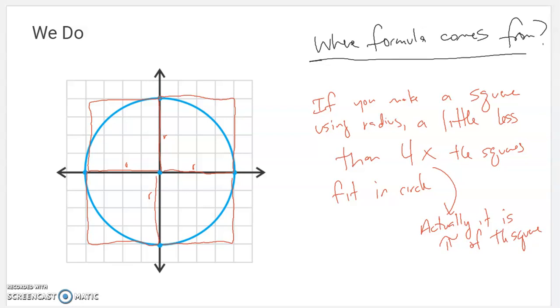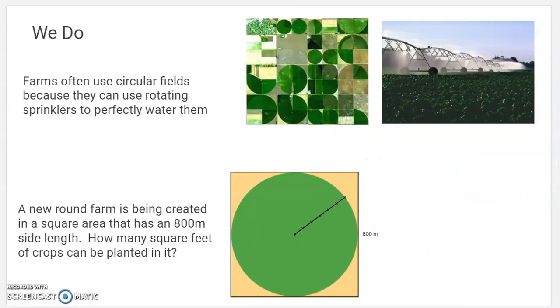I want you to know where that comes from. So our formula is the area of a circle equals pi times the radius squared. A square made out of the radius, pi times, fits in the circle. So go ahead and pause now when you've got that and you feel like you understand it. If you're totally confused by this, just go back to my explanation on I do and watch that again, because I do want you to feel like you have some good idea of where this formula comes from. And then let's do a quick example as well.